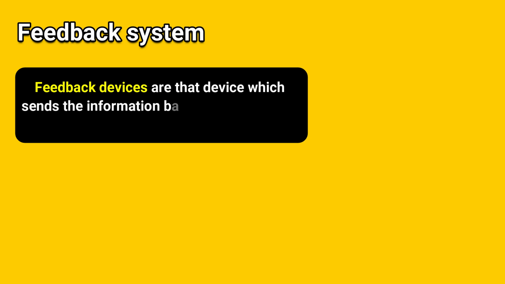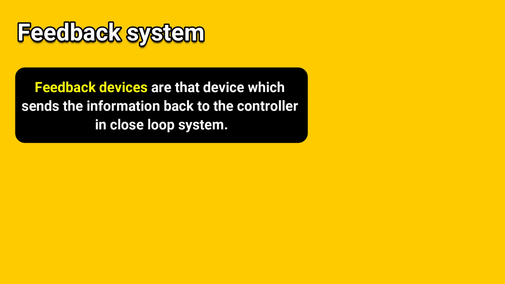Feedback devices are those devices which send the information back to the controller in closed loop system. This kind of feedback devices we are going to discuss later on in this course when we discuss closed loop system.